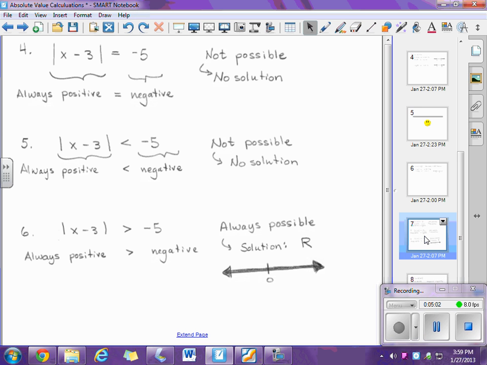And we could use an empty set symbol to express our answer also. There won't be anything colored in on the number line at all.